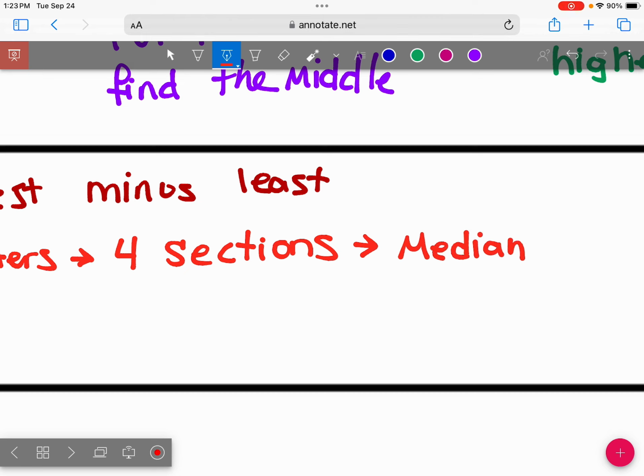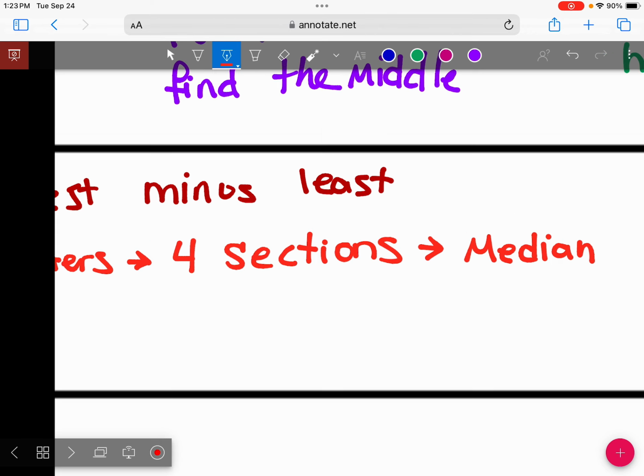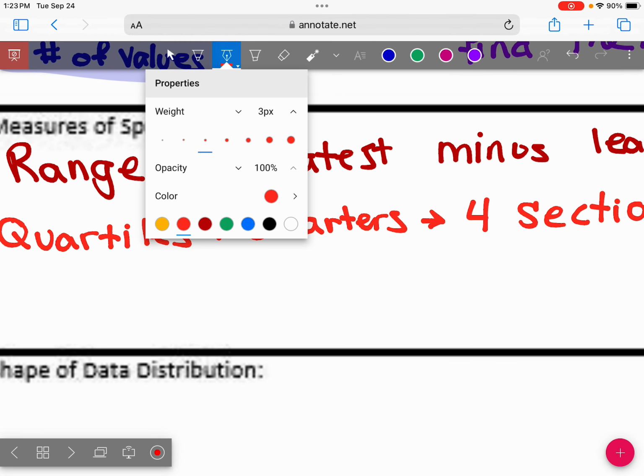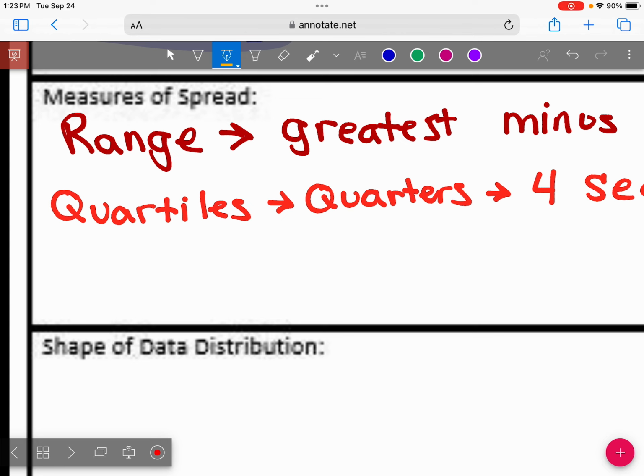I will tell you more specifically when we get into looking at our quartiles and our quarters what that's going to be. And our last one, you're going to write down words that are going to feel almost foreign. Standard deviation.